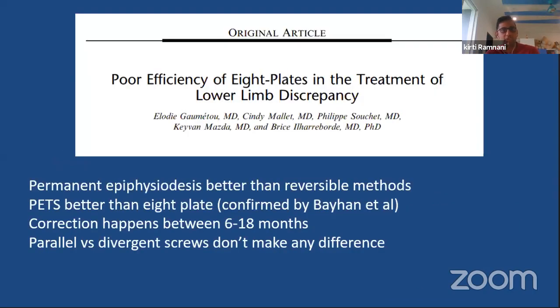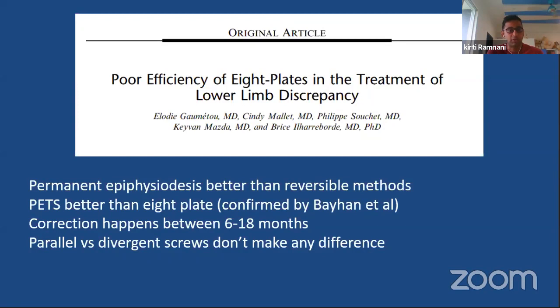So from France came this study in 2016 by Gametou, who reviewed 40 patients treated with tension band plating for limb length discrepancy, and it included a varied diagnosis. It included developmental anomalies also. And he inferred that permanent epiphysiodesis was better than the reversible methods. If you want to use a reversible method, then transphysial screws are better for treating limb length discrepancy than tension band plating. And this was again confirmed by another article by Behan.